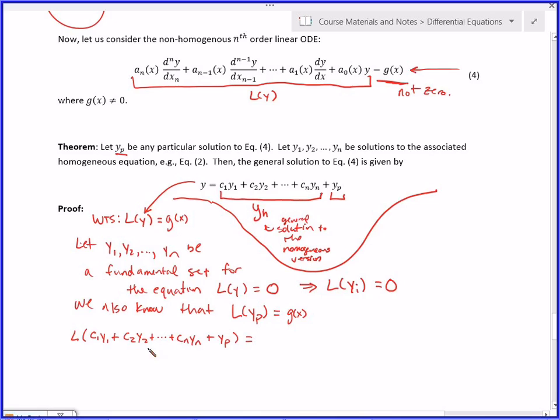So what can you do with a linear operator like this? We can split it up, right? Split sums, pull all the constants out. So this becomes C1 L of Y1 plus C2 L of Y2 plus all the way out to Cn L of Yn. I'm basically distributing this function. I can distribute linear functions. Those are the types of functions I can distribute. And I can also pull constants out, because that's what it means to be linear, plus L of Y_P. And what's L of Y1? Zero. L of Y2? Zero. L of Yn? 0. And L of Y_P? G of x. This whole thing equals g of x.